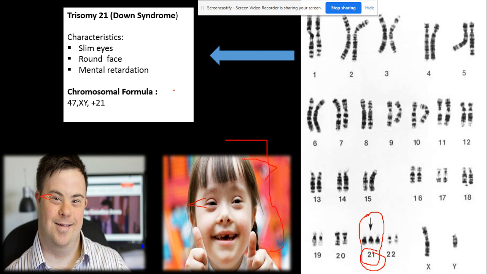Now I want you to have a look at the chromosomal formula. As you can see, it's 47 because we have an extra chromosome, so it's not 46 anymore. Comma, XY, because this is a male. Comma, plus 21, because I have an extra chromosome on pair 21. So this is the second known disease, called trisomy 21, which is also an autosomal disease, also referred to as Down syndrome. To sum up, guys, the two main autosomal abnormalities are trisomy 21 and trisomy 18.